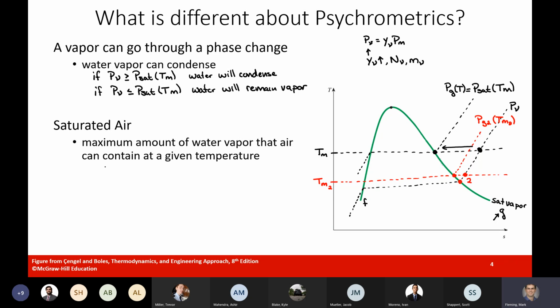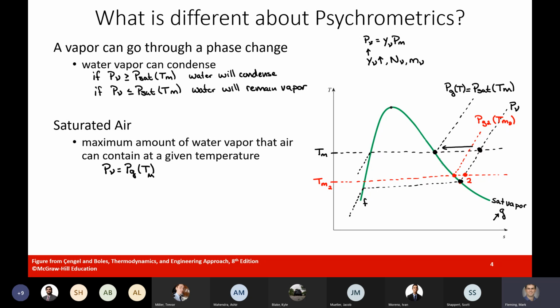Just to clarify, the saturation condition is going to be where the vapor pressure has to equal P sub G, and that would be at the given mixture temperature. We could do that either by adding more water to move our vapor pressure up to this point, or if we dropped the temperature, we could get down to here. So both of these would be saturation points for different processes for our given drawing.